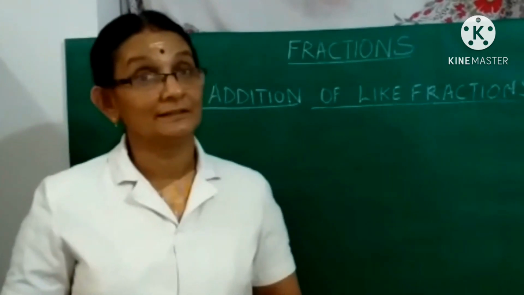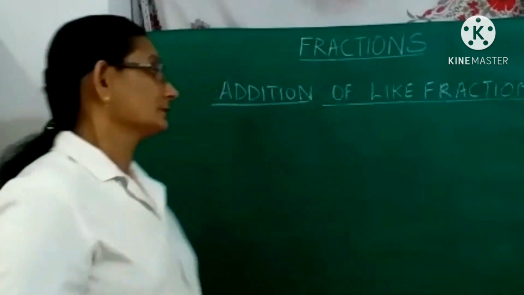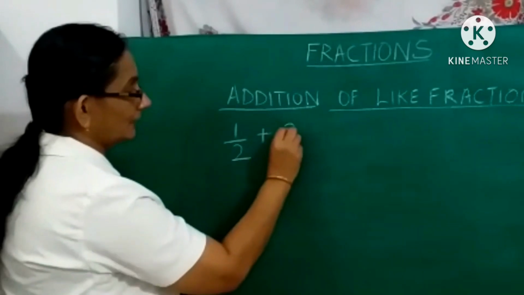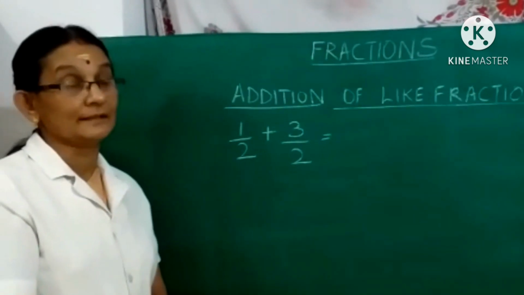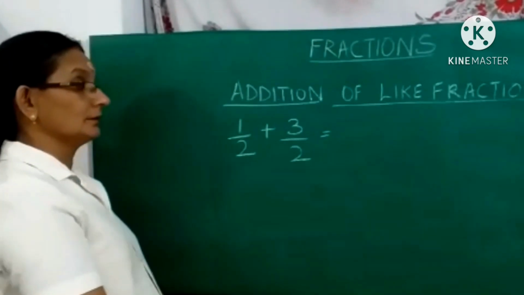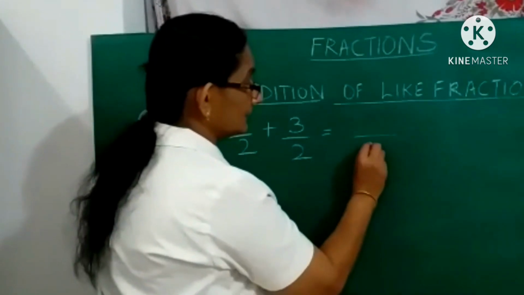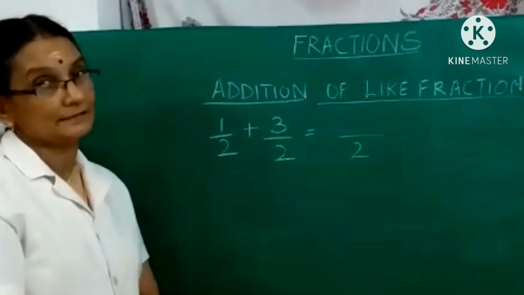So now we will learn how to add like fractions. Okay. So I am going to add two fractions 1 by 2 and 3 by 2. Let us see how to add these fractions. So the first step is write the denominator as it is. We have to write the denominator as it is.